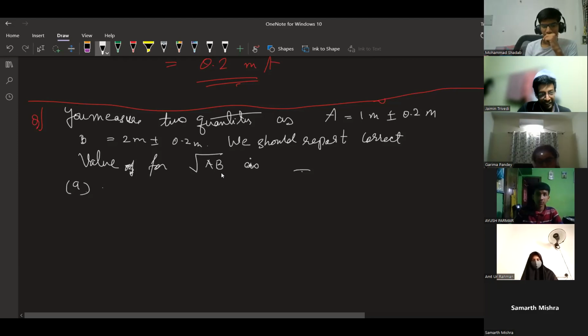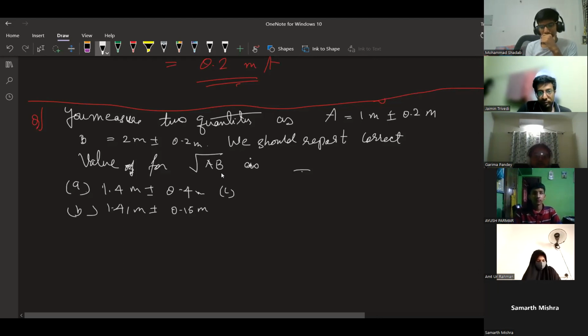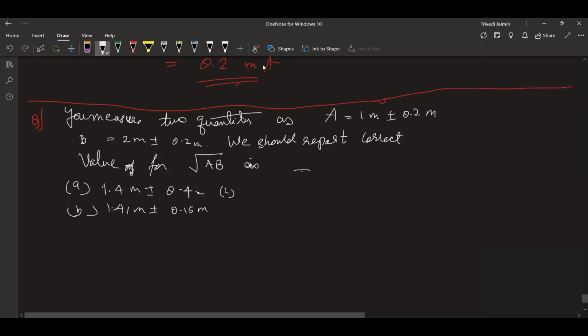So, option A: 1.4 meter plus or minus 0.4. Then option B: 1.41 meter plus or minus 0.15 meter. Option C: 1.4 meter plus or minus 0.3. Option D: 1.4 plus or minus 0.2 meter.